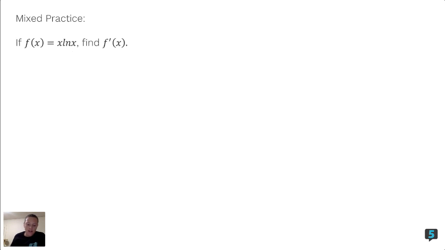All right, here's our next example. We've got f of x equals x ln of x, and I want us to find f prime of x. What do you think for this one? How would I take this derivative? Product rule, awesome. So nothing fancy here, pretty straightforward. We've got that x being multiplied by the ln of x, so we want to use the product rule. Try this one on your own and let me know what you come up with.